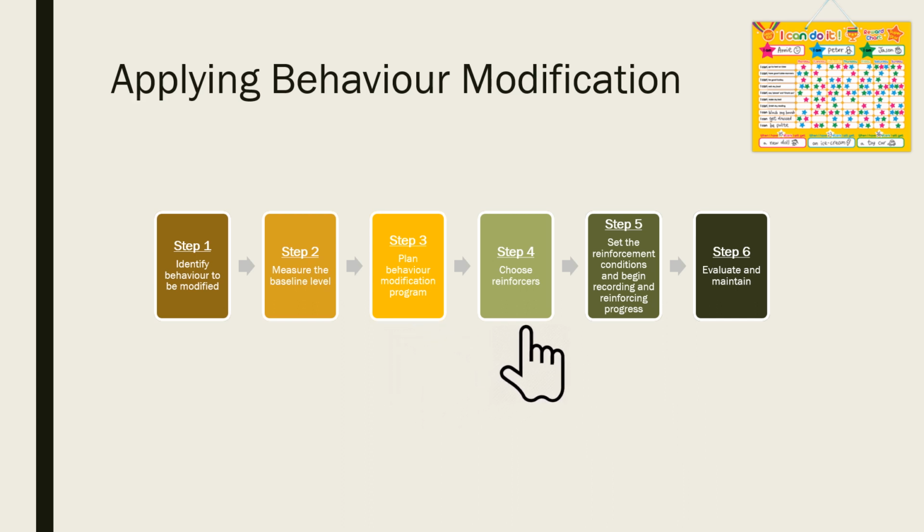This is followed by choosing the reinforcers. Generally, positive reinforcers are most effective. For example, a student may reward themselves with a movie after a specified period of studying. Next, set the reinforcement conditions. When will the reinforcer be applied?